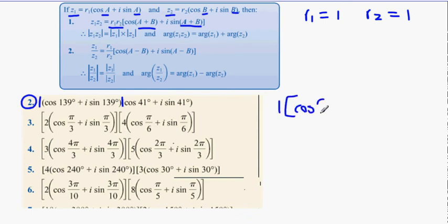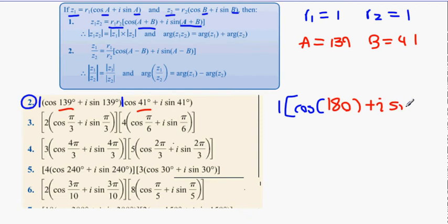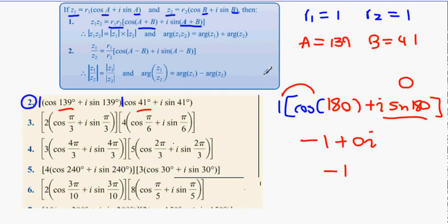Next we have cos(A plus B). A is 139, B is 41. So we're going to get cos 180 plus i sin 180. Cos 180 is minus 1, sin 180 is 0. So it's minus 1 plus 0i, which is simply minus 1. That's the answer for question 2.